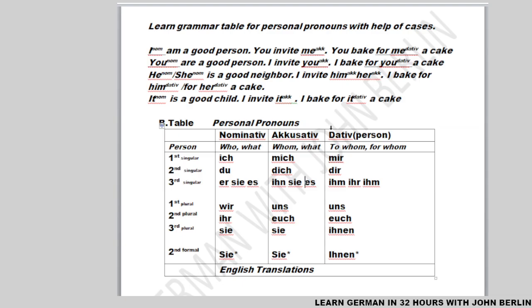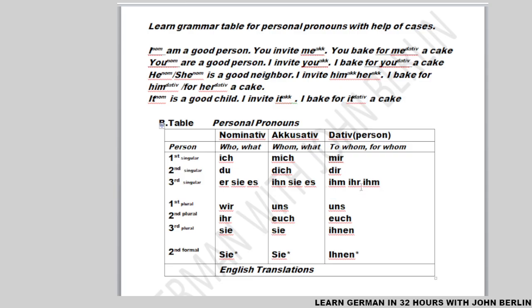And let me tell you a little more about dative. Now, in dative, we had learned the questions are to whom and for whom. So the meaning of mir could be to me and for me. We have used the for me version here. And there could be to you, for you. We have used it like for you. And ihm, ihr, ihm being for him, for her is ihr, and for it is ihm.